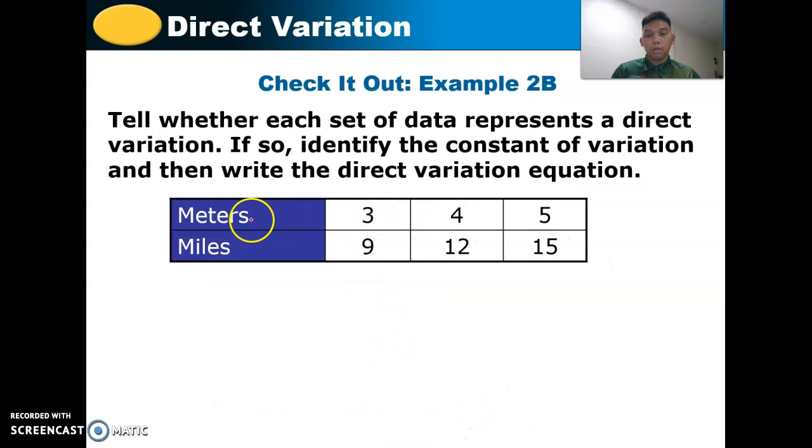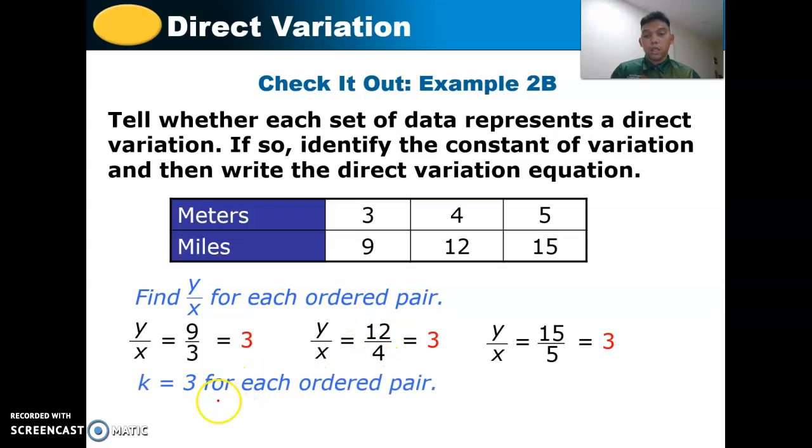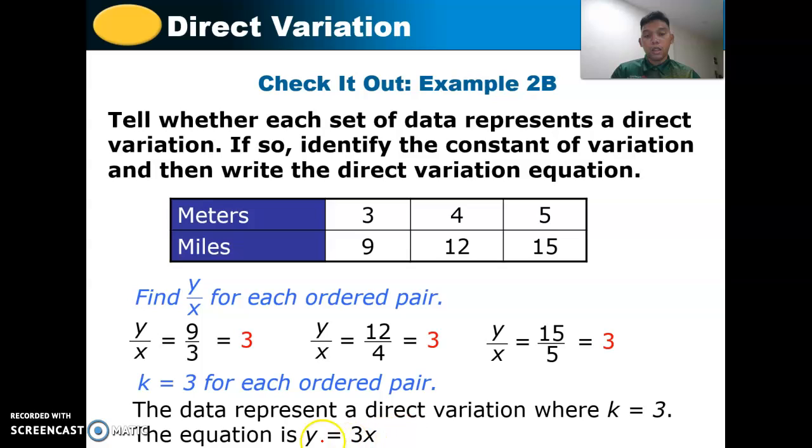Now let's try meters and miles: 3, 4, 5 and 9, 12, 15. Let's try 9 over 3, 12 over 4, and 15 over 5. The results for y over x for each ordered pair are the same. So we say this is a direct variation, which has the equation y equal to 3x. Again, you just have to replace the k in y equal to kx.